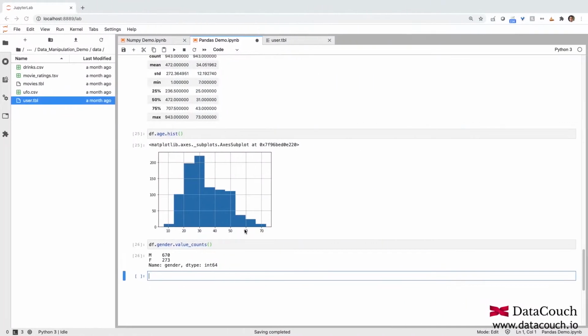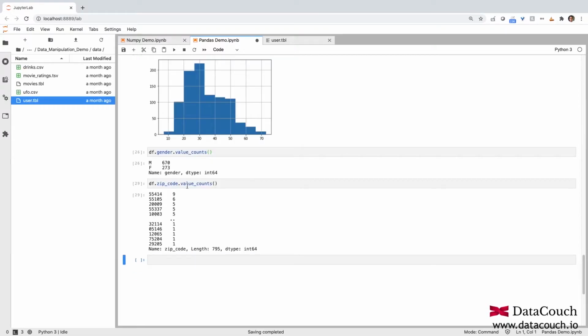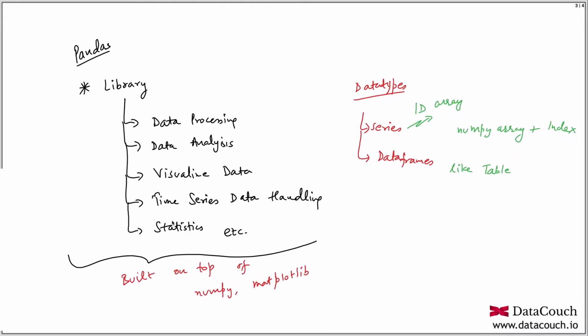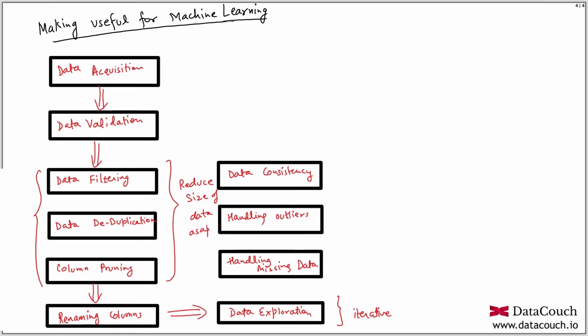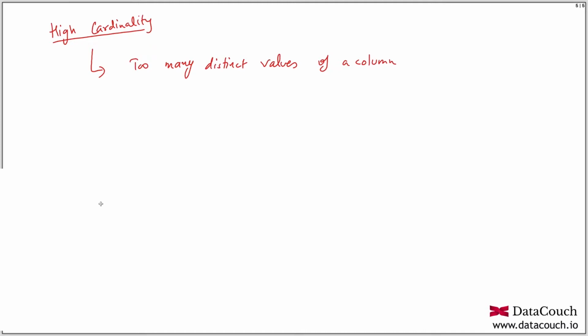So when I say cardinality, let's say we have zip code. When I apply value underscore counts, it shows me how many times a particular zip code is there in my data set, and you can say the cardinality is very high here. So in order to work on this data, we need to understand what is cardinality and what is high cardinality. When we say data is having high cardinality, that means data is having too many distinct values of a column, then we say it is high cardinality data.